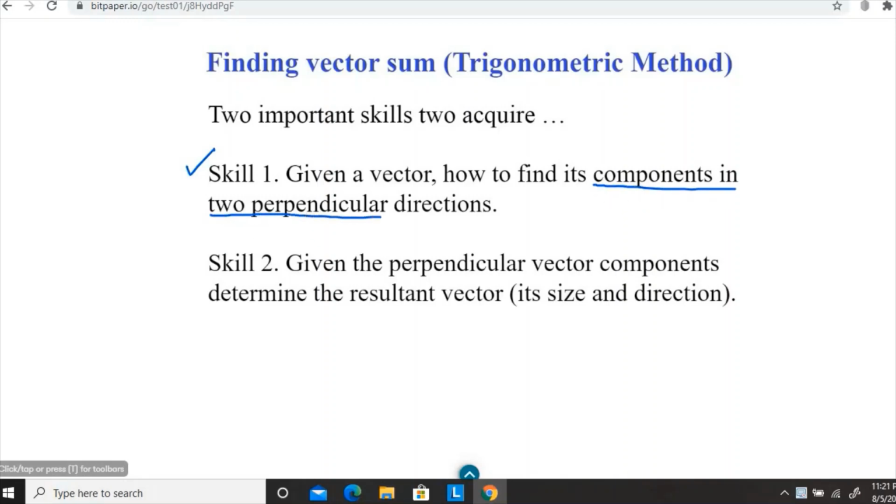So this is one place where we are going to use trigonometric functions. The second skill is the reverse of skill 1. That is, given the perpendicular vector components, how do you find the resultant vector? Remember, whenever you are dealing with a vector, determining a vector means finding the size of the vector or its magnitude as well as the direction. There are two things involved. So that's skill 2. It's basically the reverse of skill 1.